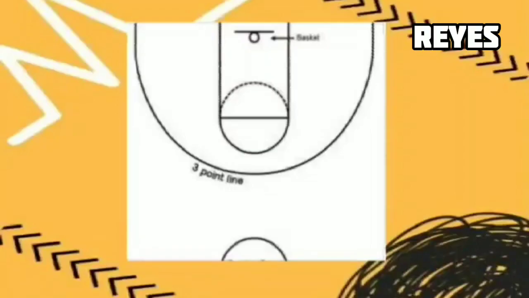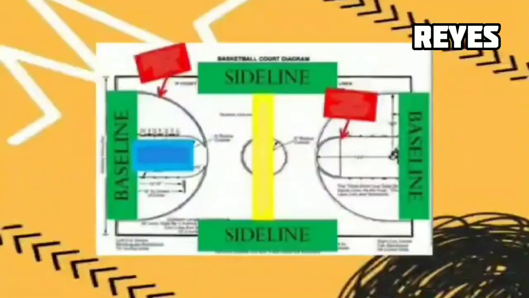The second part is the 3-point line. The 3-point line is a semicircle that surrounds the basket area on each team's side of the court. The next one is the sidelines and baselines. The sidelines and baselines of a court mark the outside boundaries for out-of-bounds purposes. And the next part is the center jump circle.